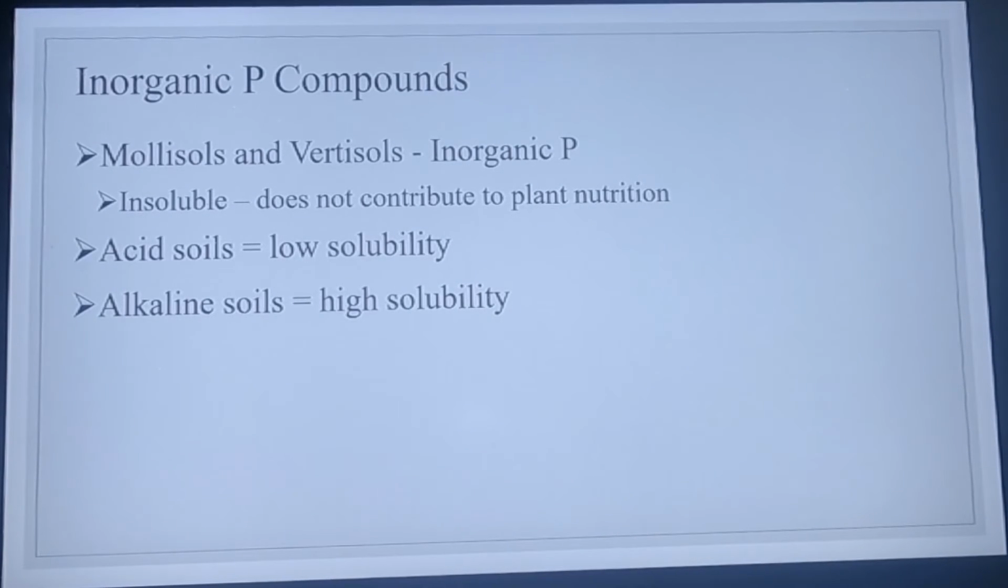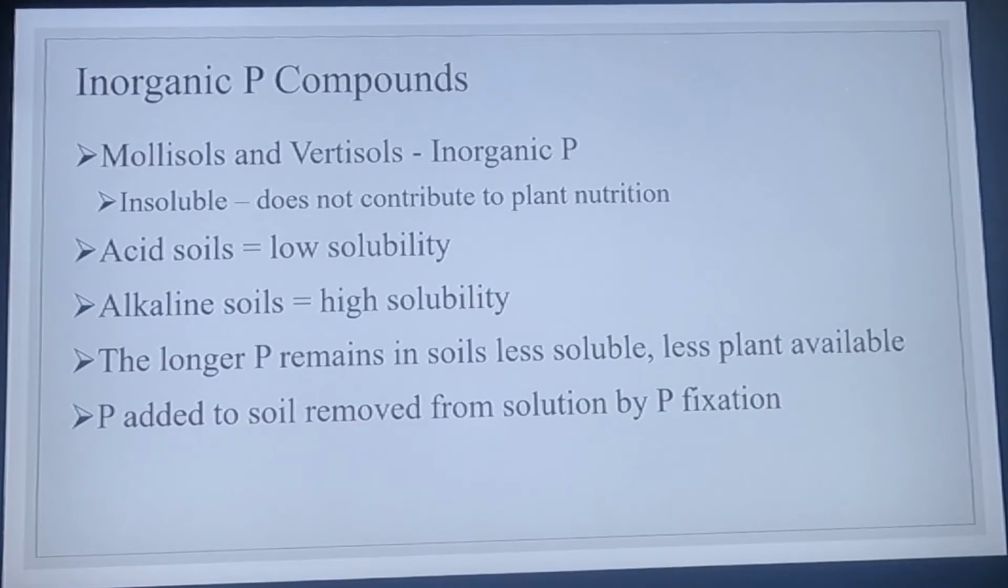In our mollisols and vertisols, acid soils, low solubility, alkaline, high solubility. I think this is more just for some information in case you ever run across this and kind of go, how come we put all this phosphorus out and we didn't get it and we still see the purple? What's your soil type? I'm going to go to Web Soil Survey and pull this field up and go, oh, look, you have an oxisol or an ultisol, that's why.